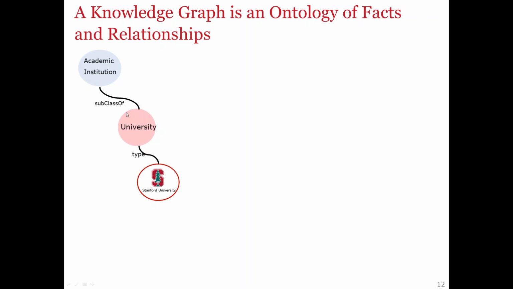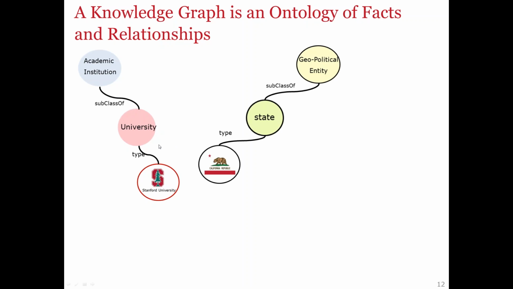Stanford is a type of university, which is a subclass of an academic institution. California is a type of a state, which is a kind of geopolitical entity. And we could say Stanford is in the state of California, and we can link all of this information.